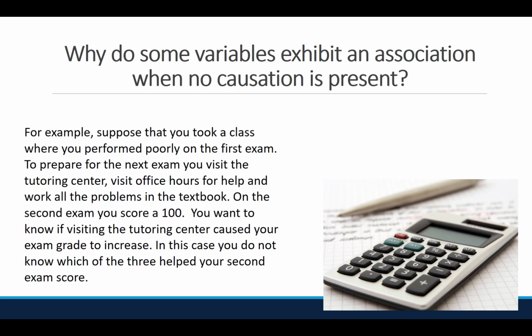Another way for confounding to occur is when a study is flawed and the effects of multiple explanatory variables cannot be separated from one another. For example, suppose that you took a class where you performed poorly on the first exam. To prepare for the next exam, you visit the tutoring center, visit office hours for help, and work all the problems in the textbook. On the second exam, you score 100. You want to know if visiting the tutoring center caused your exam grade to increase. In this case, you do not know which of the three helped your second exam score. You cannot conclude that visiting the tutoring center caused your exam score to be higher.